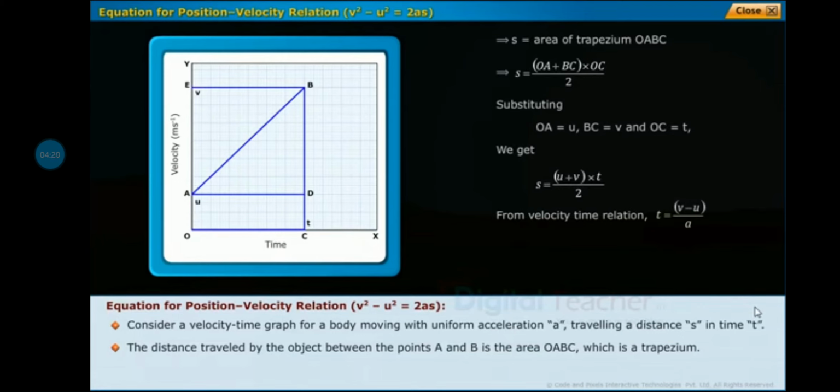From velocity time relation, t is equal to v minus u by a. Therefore, s is equal to u plus v into v minus u by 2a. This implies v square minus u square is equal to 2as. That is the third equation of motion.